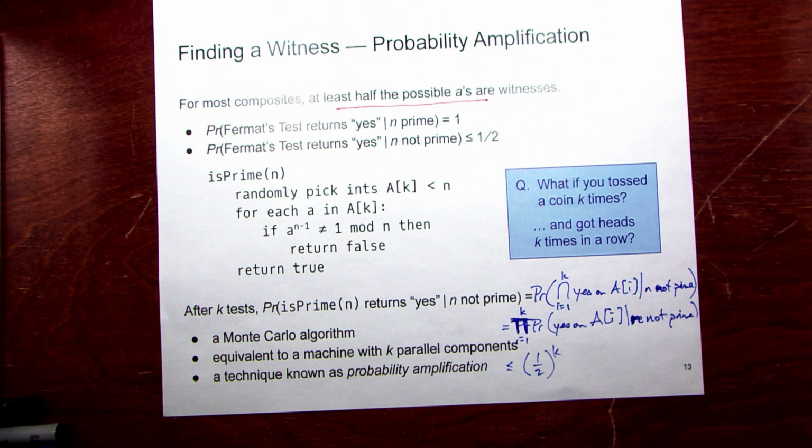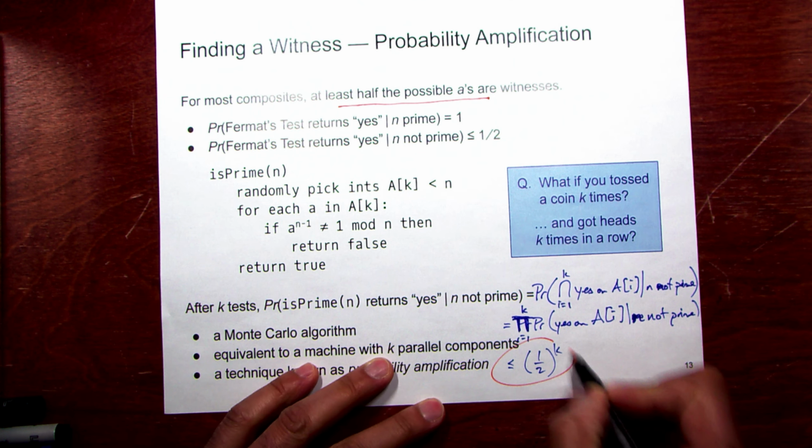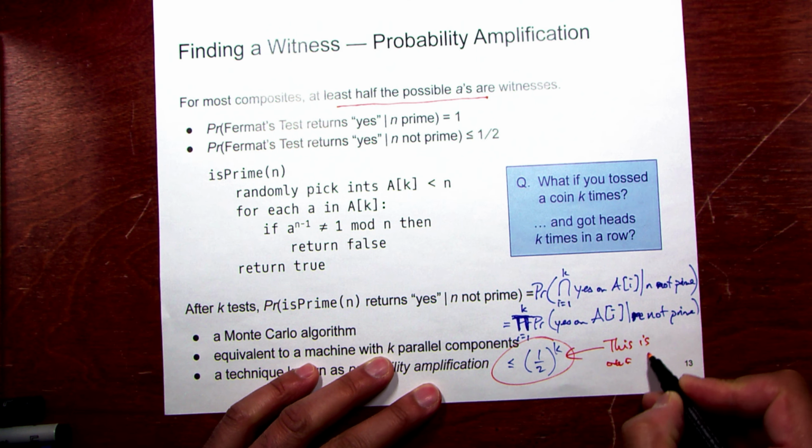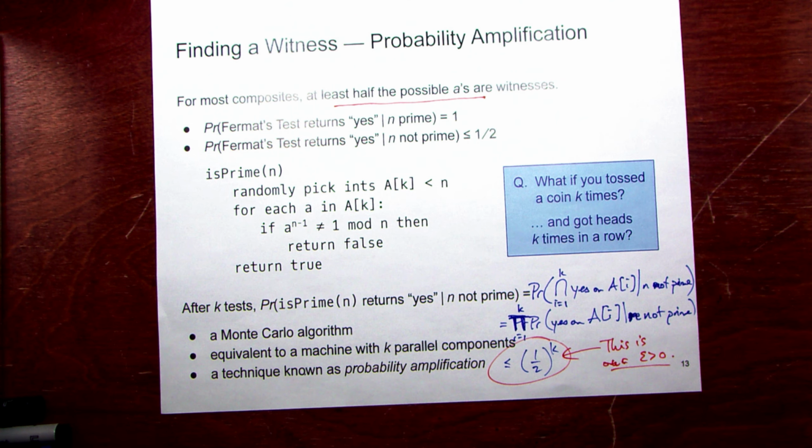So this is the technique of probability amplification, and this is what I mean by, you can be wrong, but you'll be wrong with vanishingly small probability. You can make this as small as you would like. So this is our epsilon. A Monte Carlo algorithm, similar to the k-parallel components. Cool. Questions about this?